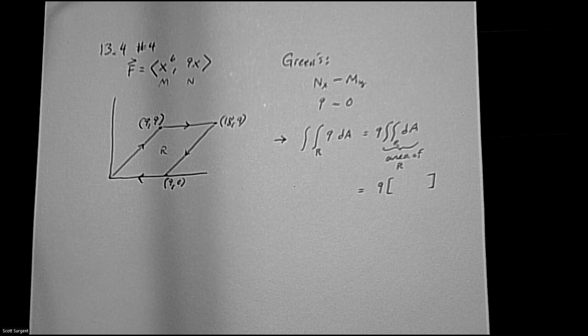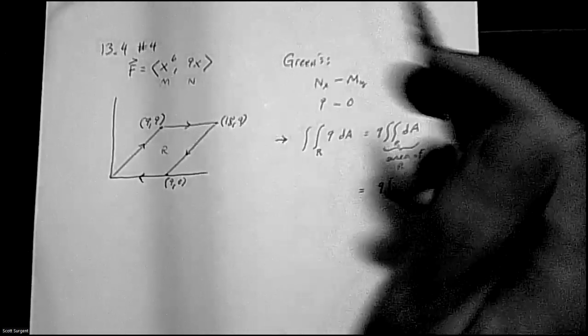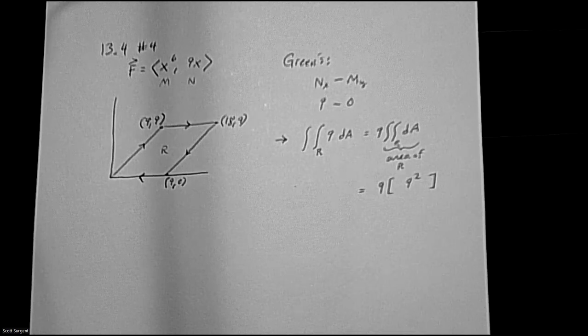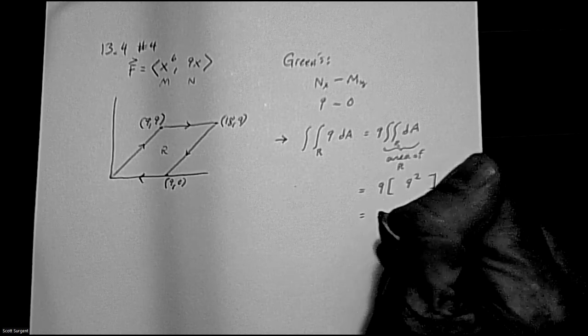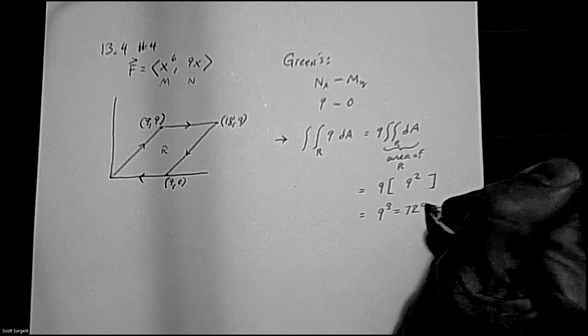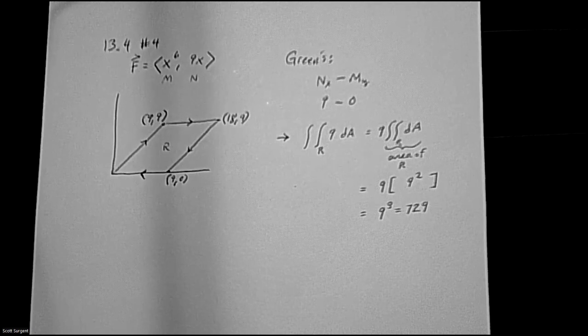Well, the parallelogram's area is basically its base times its height. Okay, so the base is 9, the height is 9, so it's going to be 9 squared. So we got a lot of nines in this problem. So our answer is 9 cubed, which is 729. But we're not quite done.